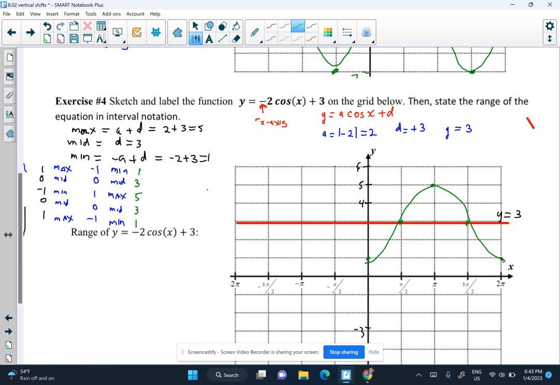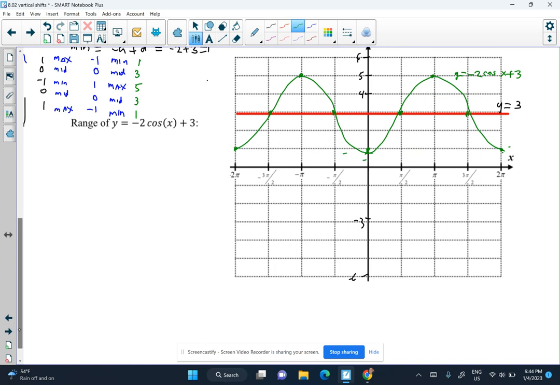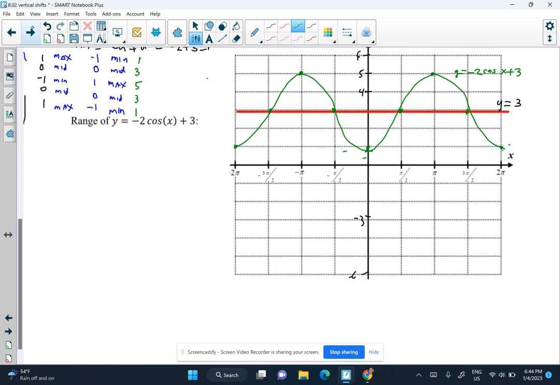And now we have to go to the other side. Remember, you're going backwards. So we're starting out at 1. We're now going to the midline, so 3, going to the maximum value, going back to the midline, and going back to the minimum value. Make the nice smooth curve and label. Okay. Next.